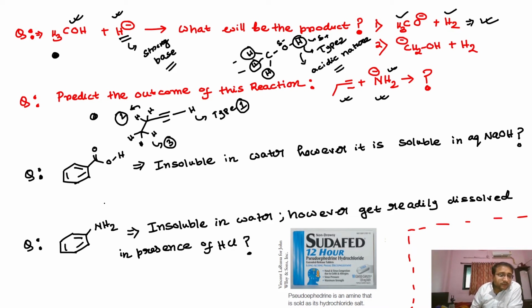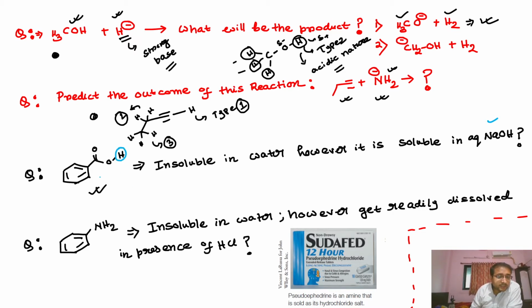Okay. Now these are two similar types of problem. The first one is benzoic acid. This benzoic acid is basically insoluble in water. However, it gets readily dissolved in sodium hydroxide. So what happens with benzoic acid is that when you put it in an aqueous solution of sodium hydroxide, because sodium hydroxide is a very strong base, it will take up this hydrogen atom.